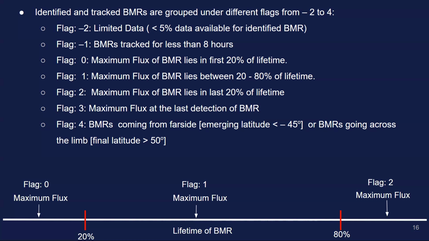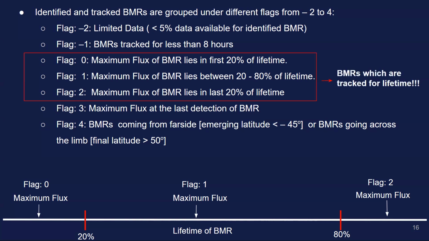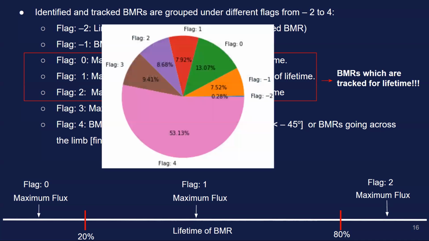And flag 4 is given to those BMRs which are either coming from the far side, by which I mean that the initial latitude is less than -45 degrees, or going across the disk, where the final latitude is greater than 50 degrees. So we can say that the BMRs with flag 0, 1, 2 are the BMRs that have been tracked for their lifetime. Out of the BMRs that are tracked in solar cycle 23, over 50% of them fall in the category of flag 4. And 30% of all the BMRs are being tracked for the whole lifetime. 1,326 BMRs to be precise.